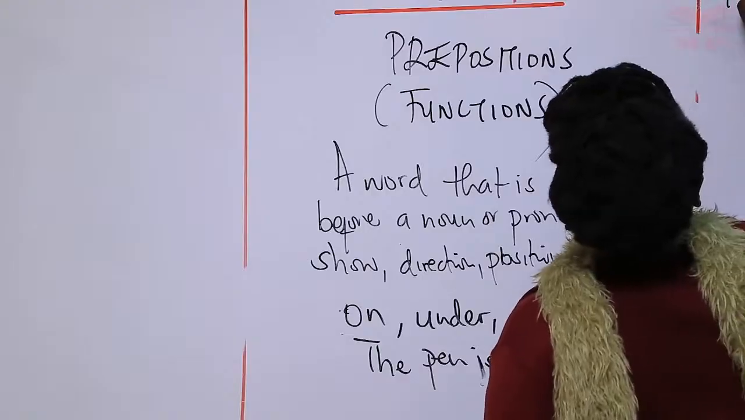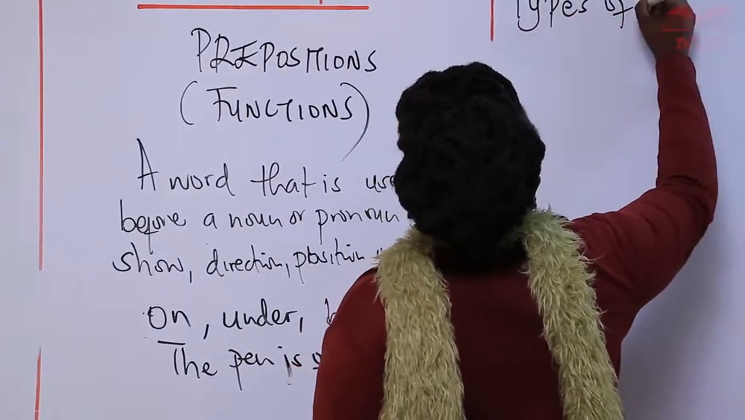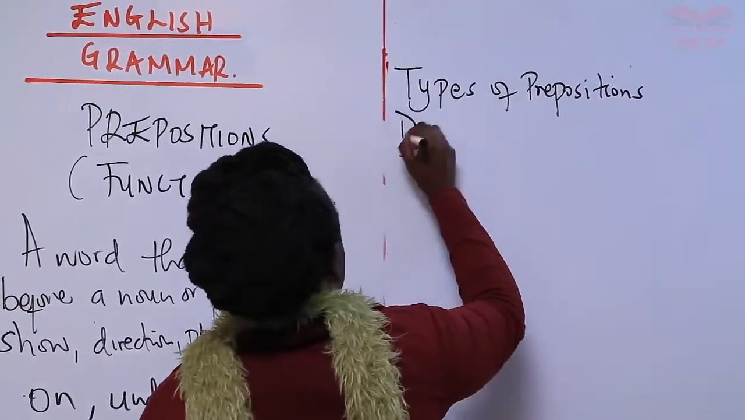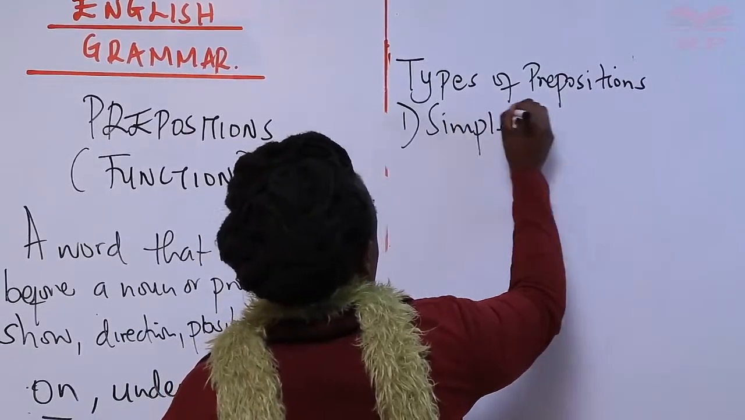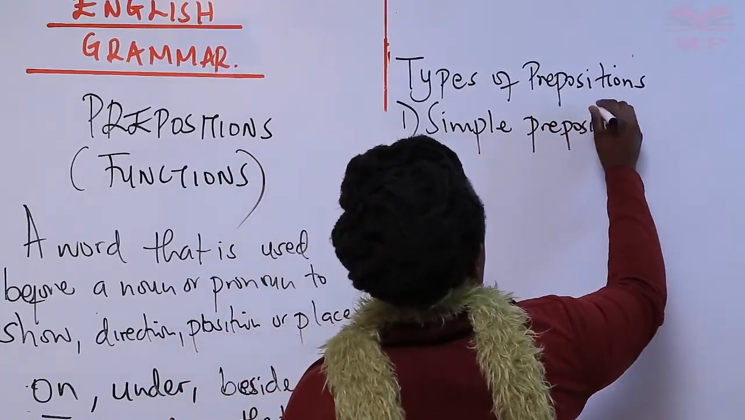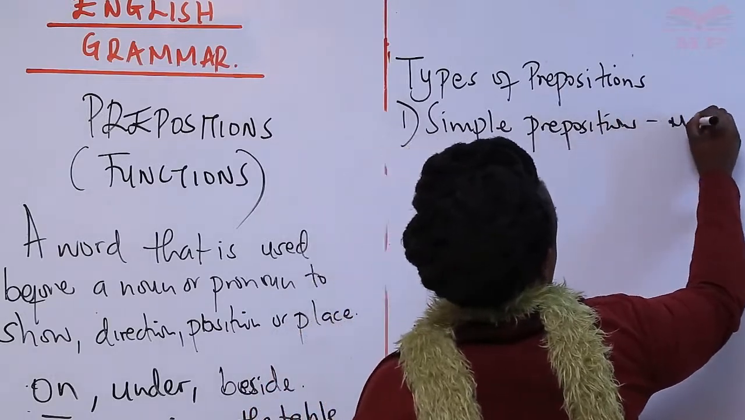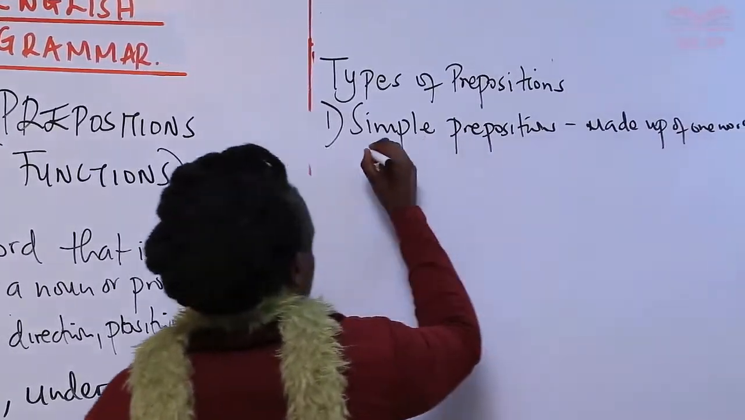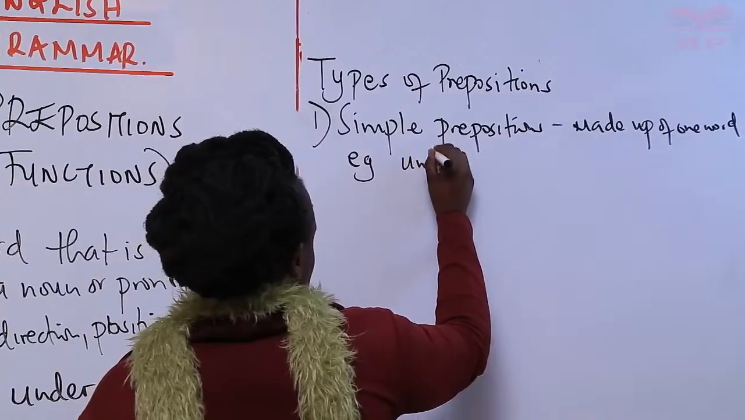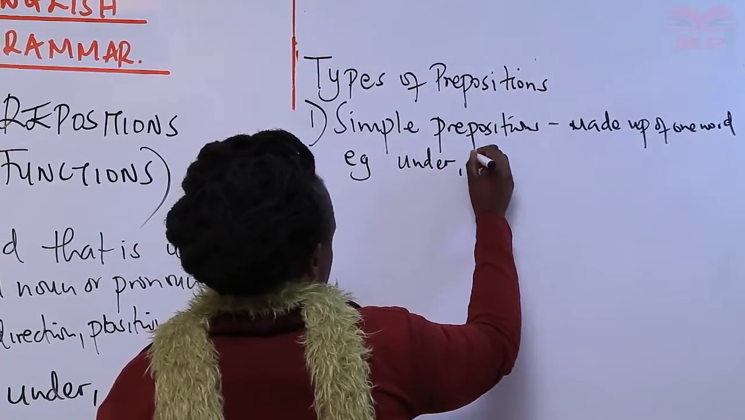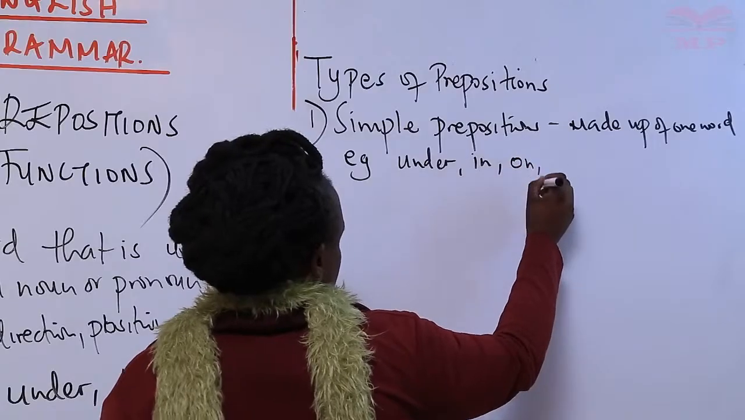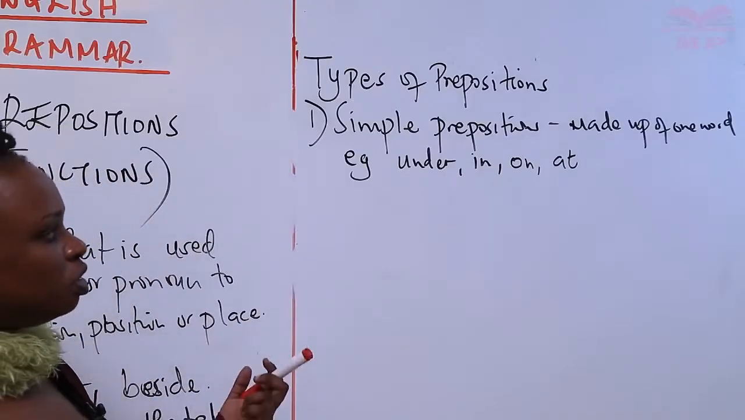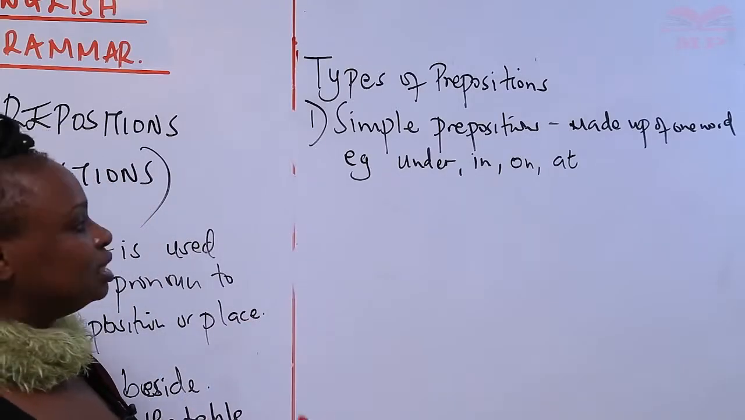So when you go to types, we have simple prepositions. One word: in, from, in, on, at. So simple prepositions are made up of one word, e.g., under, in, on, at.